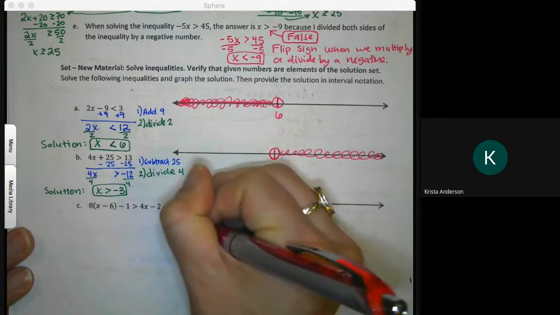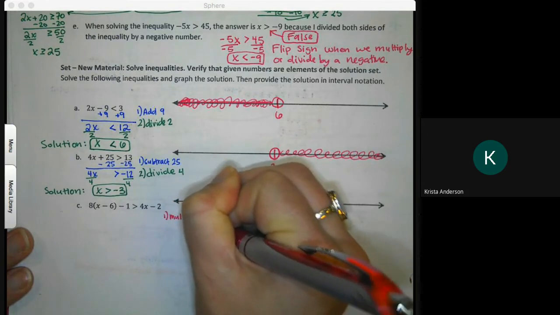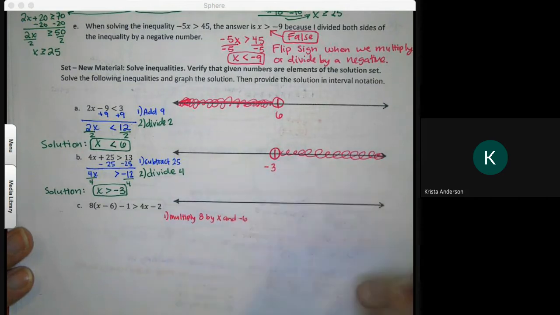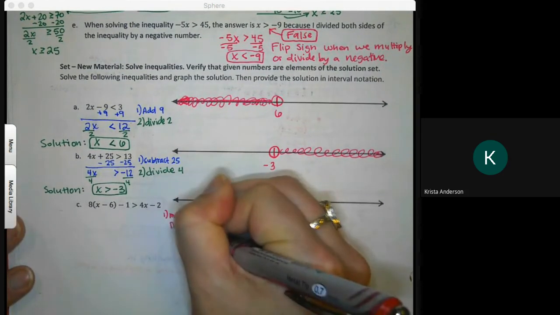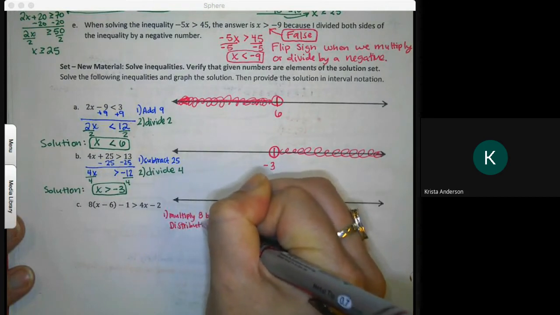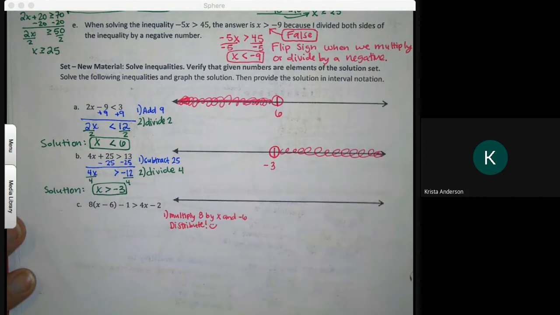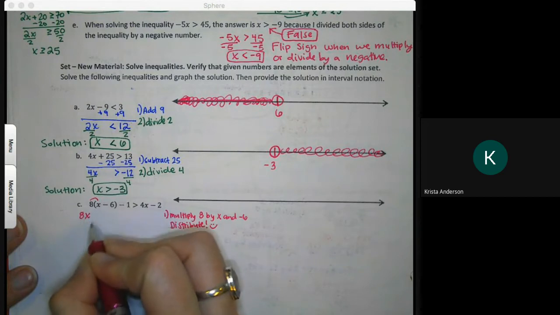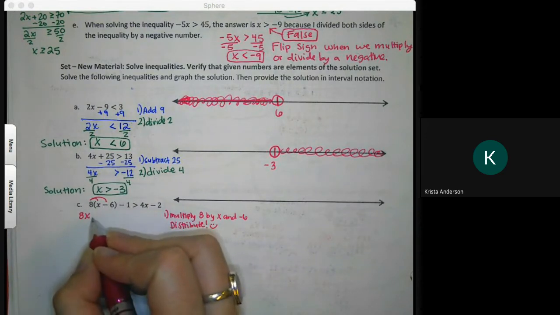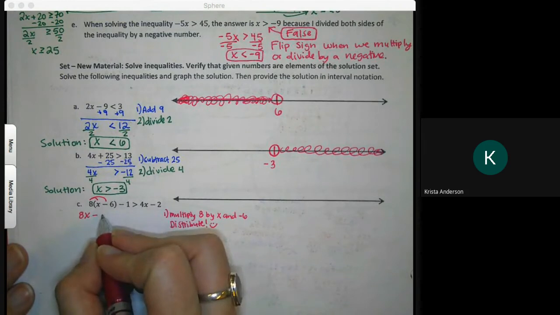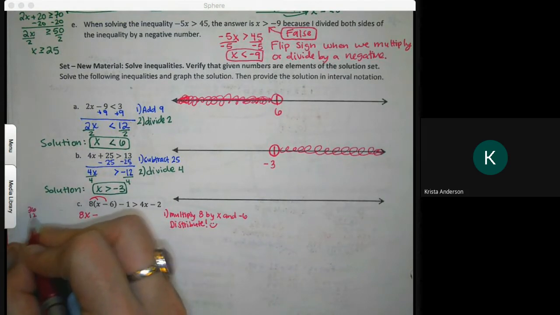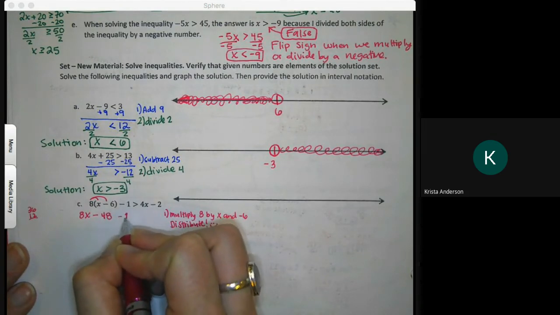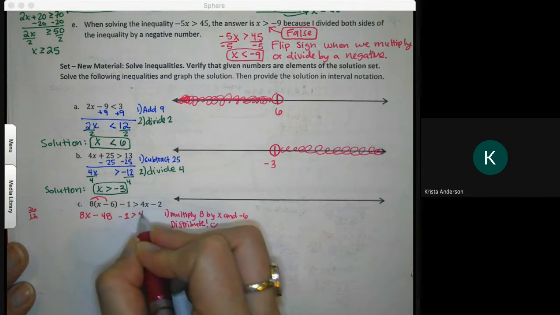Yes. So I'm going to multiply 8 by x and negative 6. That is called distributing. So 8 times x is 8x. 8 times negative 6 will be 48 with a minus 1. And then I don't have to distribute anything on this side.